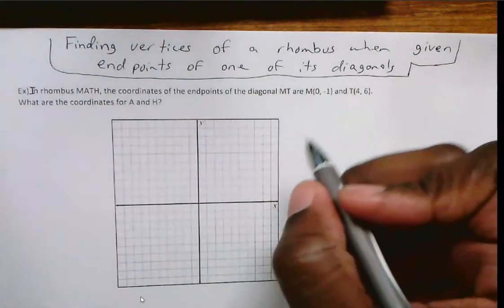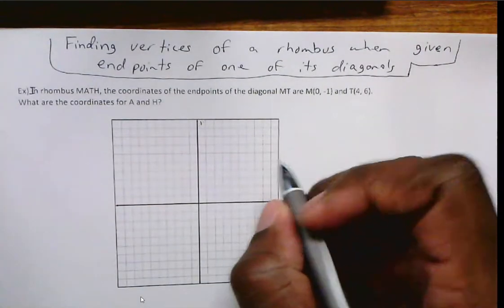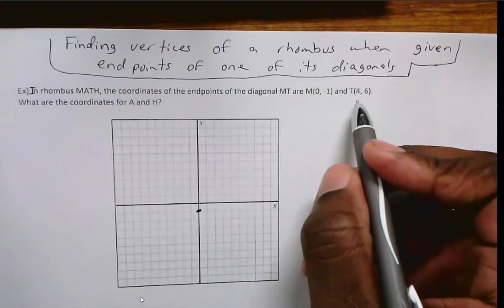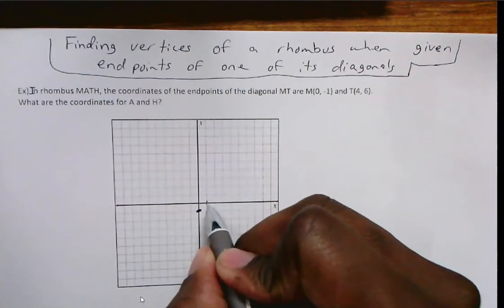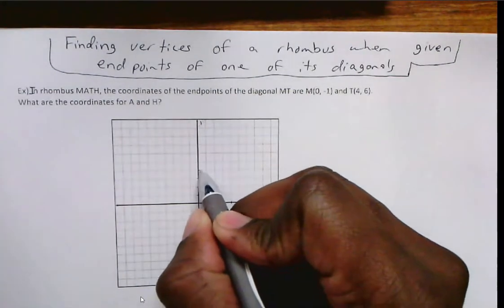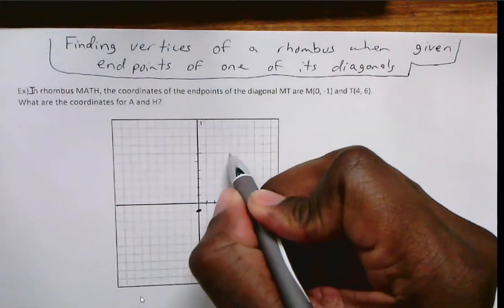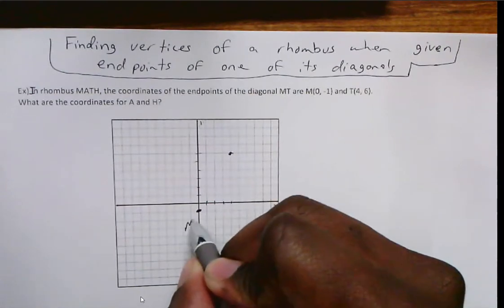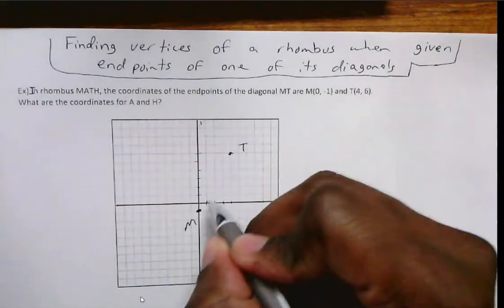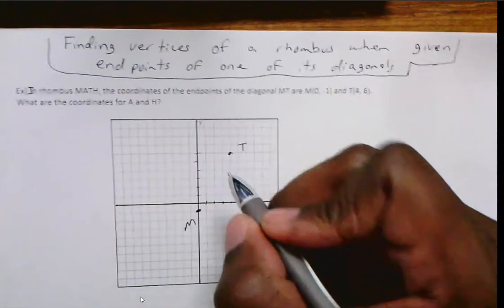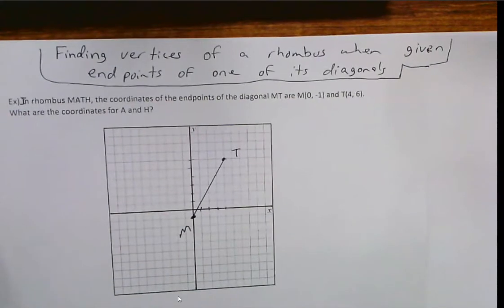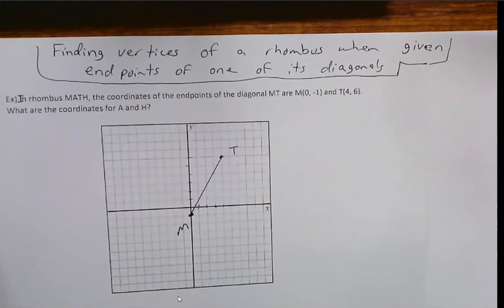So let's plot those points. M is at 0, -1, so this would be 0, -1. And T is at 4, 6, so that's 1, 2, 3, 4, and up 1, 2, 3, 4, 5, 6. So this is at M, and this is at coordinate T. Because those are the endpoints of the diagonal, if I connected those dots, I would have that diagonal.